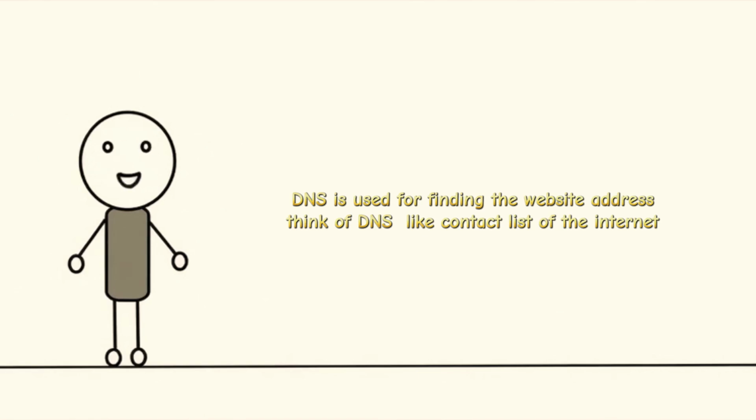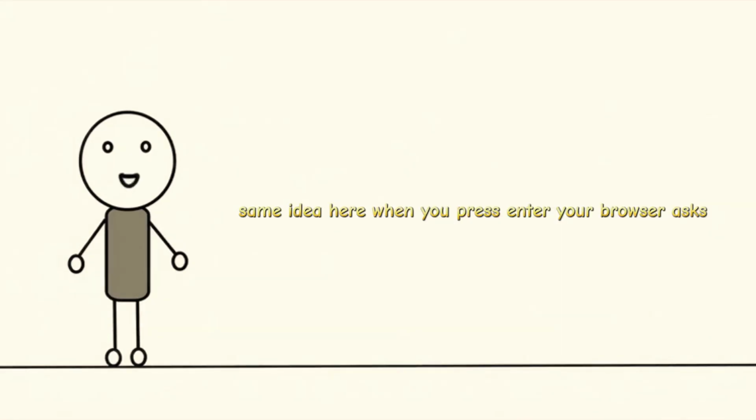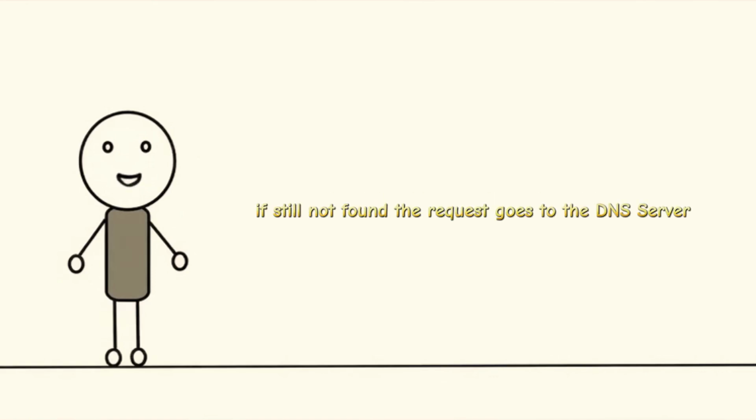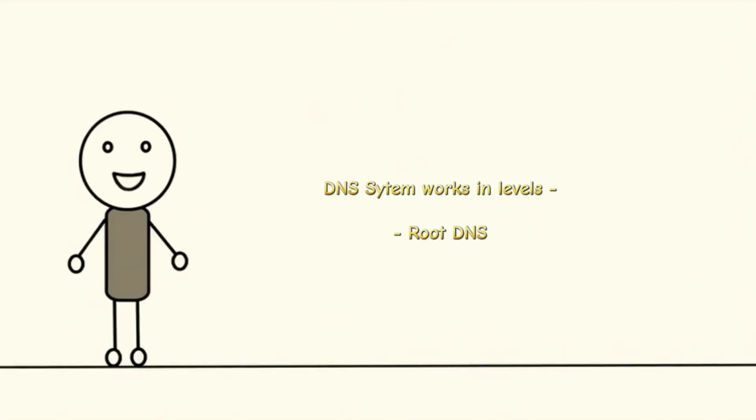Think of DNS like the contact list of the internet. You know someone's name, but your phone needs their number to call them. Same idea here. When you press enter, your browser asks, do I already know this website's IP address? If not, it asks your operating system. If still not found, the request goes to the DNS server, usually from your ISP, Internet Service Provider, or Google DNS. The DNS system works in levels.